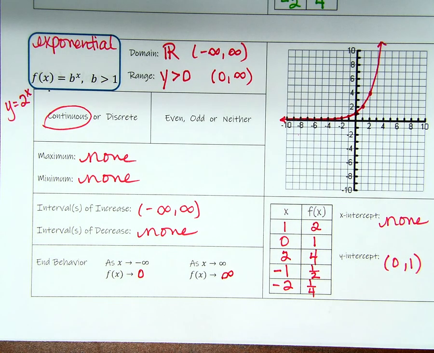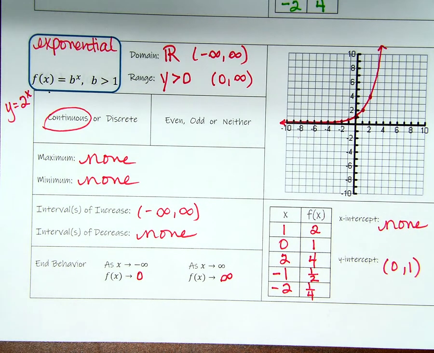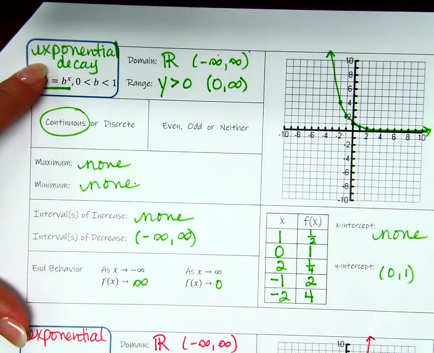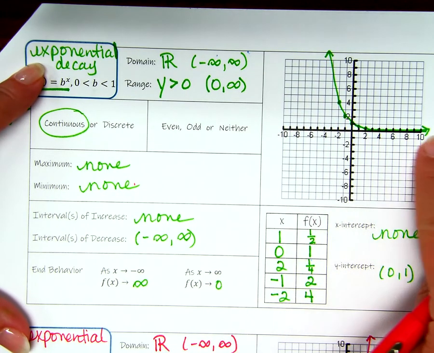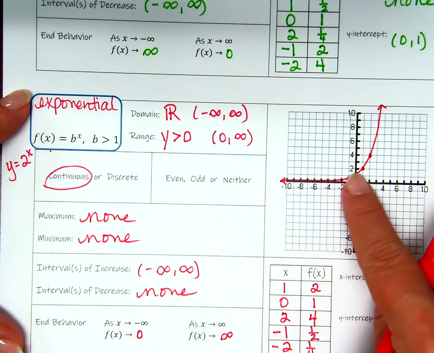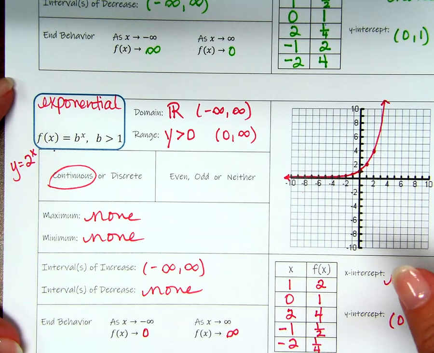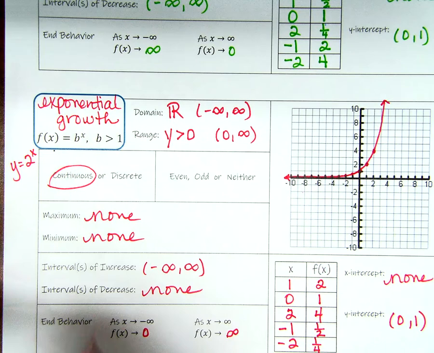Any questions? Okay, so here's what we have to finish. What do we have to finish? The name, right? Okay, so if this one was called exponential decay, because from left to right it was decreasing, right? What do you think this one's called if from left to right it is increasing? That's exactly right. Exponential growth.